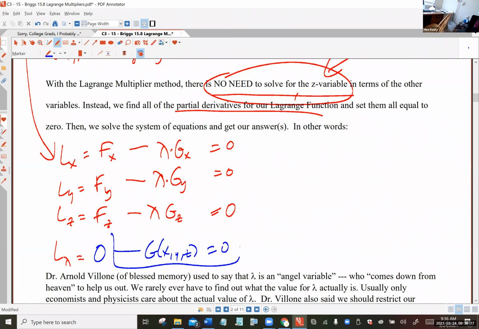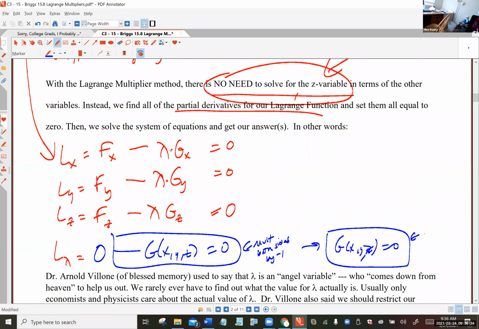Now, folks, when you multiply both sides of this equation by -1, what do you end up getting back? You get g(x, y, z) equals 0, which is your original constraint equation, and that'll always happen. Anytime you get that fourth partial of your big L, it will end up being the constraint. That's part of your system of 4 equations and 4 unknowns.